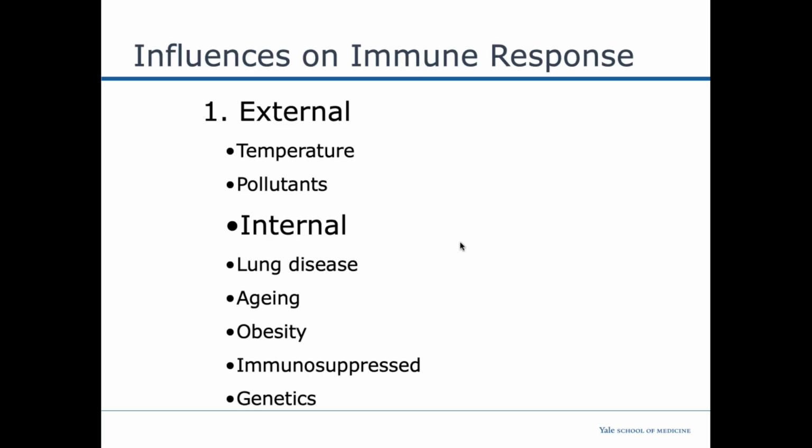Then there are internal factors. If people have lung disease, or aging, our immune system declines with age, and just like a lot of other things decline, unfortunately. So we have that. Obesity is also a factor. Some people are immunosuppressed for various reasons.